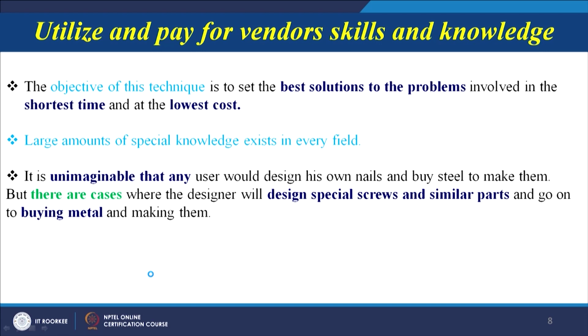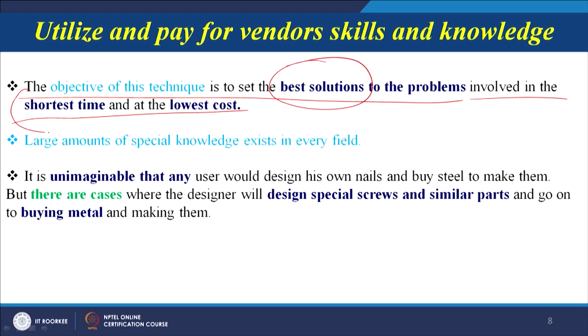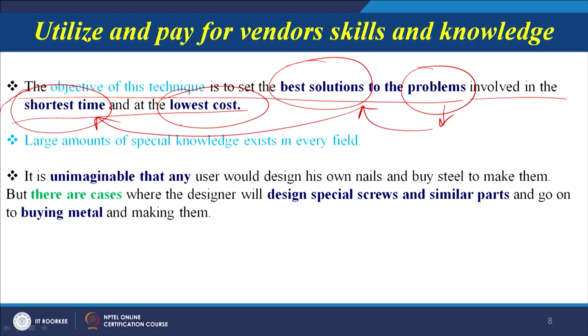There is a lot of knowledge existing all around us, and as we have already seen, we must take consultants who have specialized knowledge. So, here also we must utilize and pay for vendors' skill and knowledge. The objective of this technique is to get the best solutions to the problems involved in the shortest time and at the lowest cost. So, best solutions in shortest time and at lowest cost to what? To the problems. We have problems at hand, we must try to provide the best solutions in the shortest time and at the lowest cost. A large amount of special knowledge exists in every field.